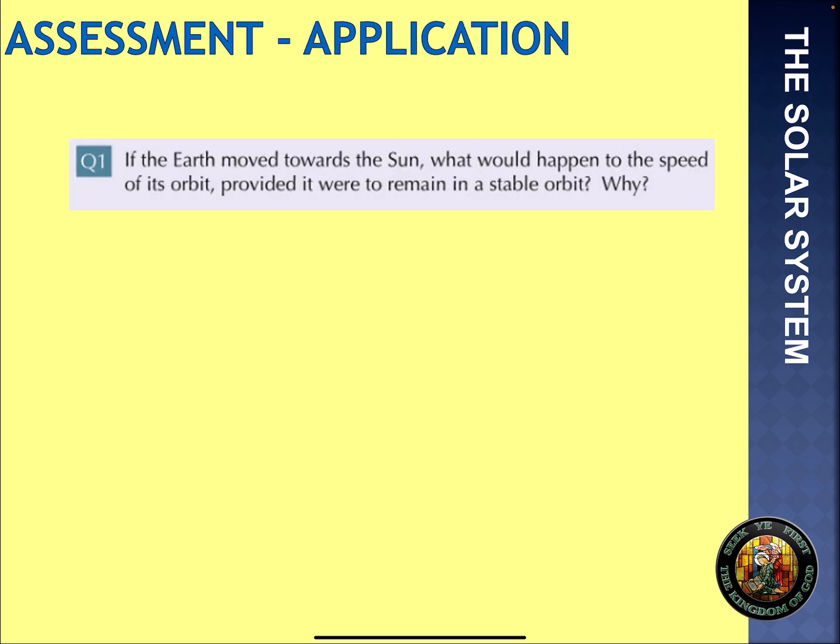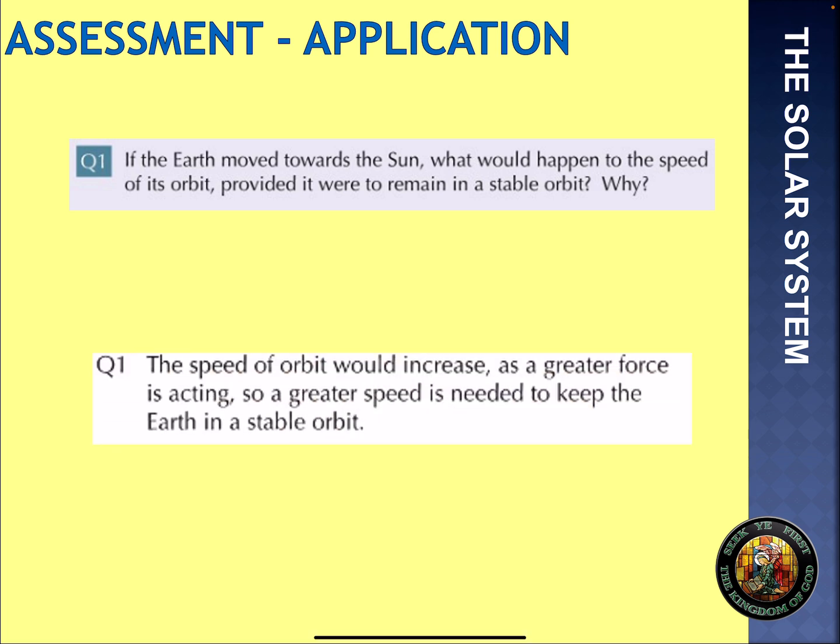If the Earth moved towards the sun, what would happen to the speed of its orbit, provided it were to remain in a stable orbit, and why? Well, the speed would increase as a greater force is acting, so a greater speed is needed to keep the Earth in a stable orbit.